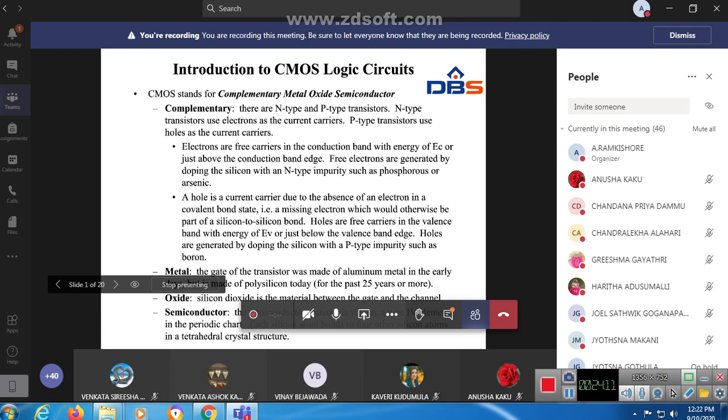Electrons are free carriers in the conduction band with an energy Ec. By doping, based on the free electrons, it forms an n-type transistor. Next, a hole is a current carrier due to the absence of an electron in p-type. In a covalent bond state, it is the missing electron which would otherwise be part of a silicon to silicon bond. So holes are free carriers in the valence band with energy Ev just below the valence band edge. Holes are generated by doping the silicon with a p-type impurity such as boron.